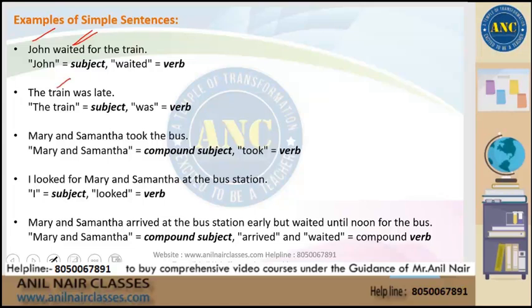And what happened to the train? It was late. That was the action, the verb. So it was late. Mary and Samantha took the bus. Here, Mary and Samantha, there are two different subjects. Hence, compound is something more than one. So when you have more than one subject, you have compound subjects. What did they do? They took the bus. So, took is the verb.